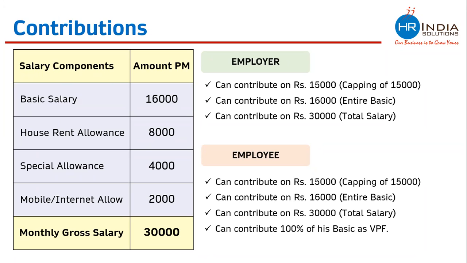Whereas the employee has got one more option apart from the above three. The employee can also contribute to PF by limiting their contribution at 15. The employee can pay on total basic salary. The employee can also pay on total monthly gross salary, and the employee can contribute 100% of his basic as VPF. VPF is Voluntary Provident Fund. Is this clear?